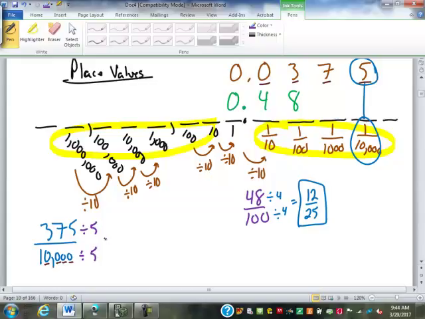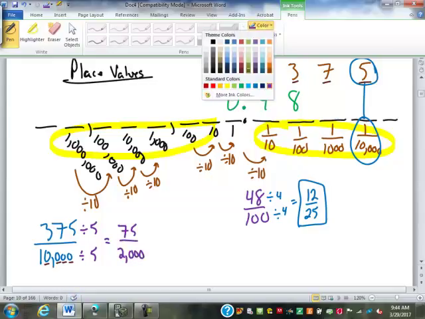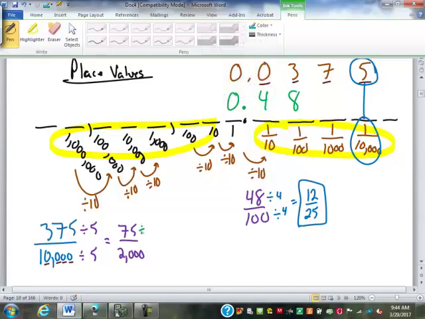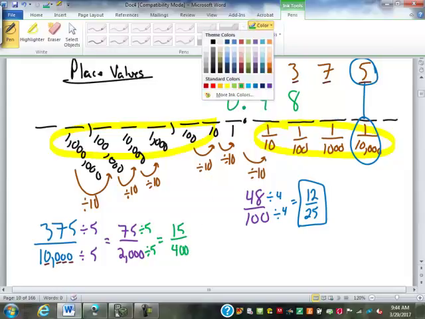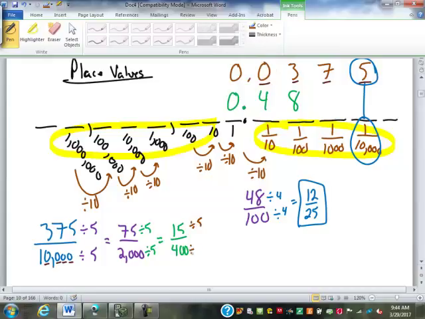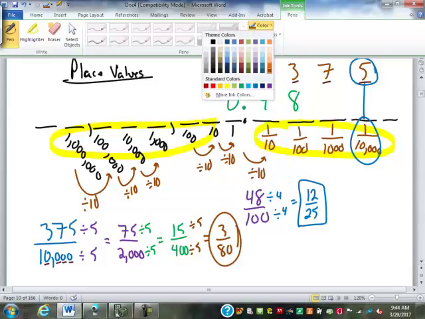5 will work. 375 divided by 5 is going to be 75. 10,000 divided by 5 is 2,000. What can they still be divided by? 5 again. 75 divided by 5 is 15. 2,000 divided by 5 is 400. And still 5. 15 divided by 5 is 3. 400 divided by 5 is 80. So 3/80ths.